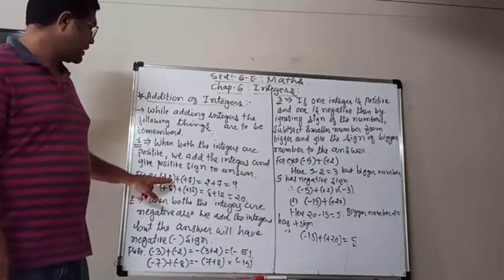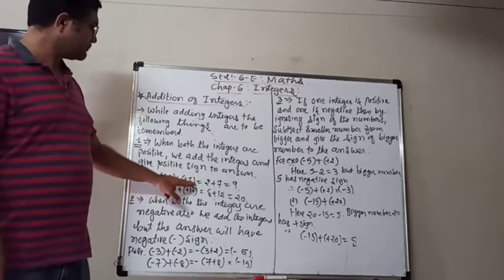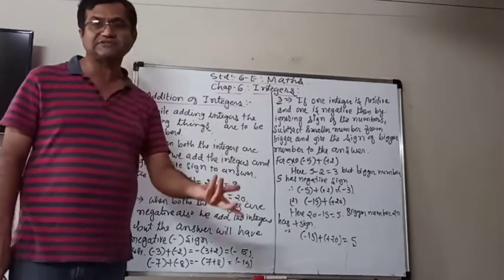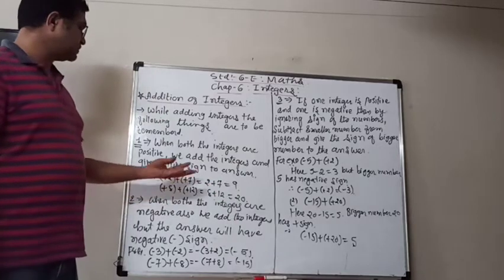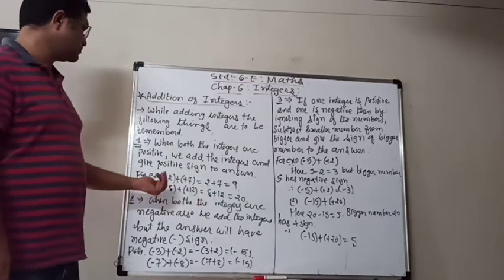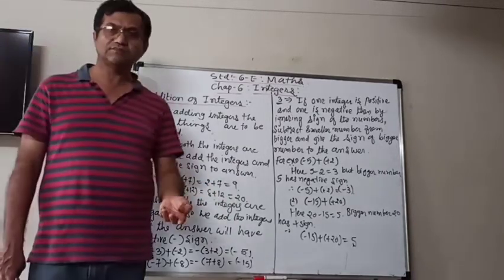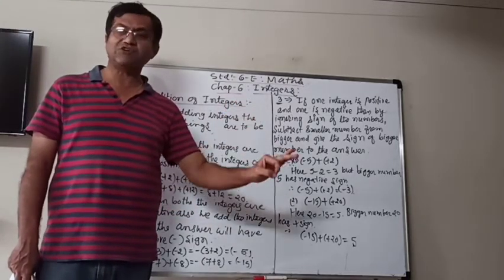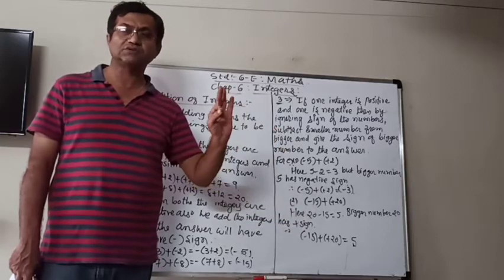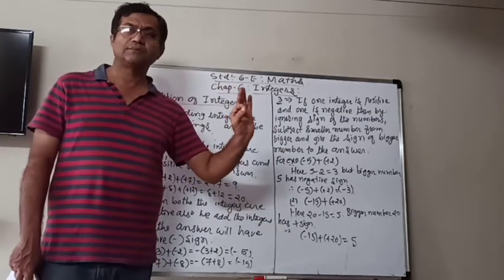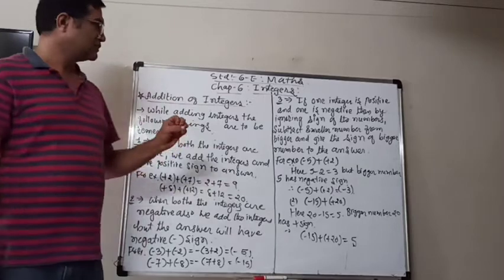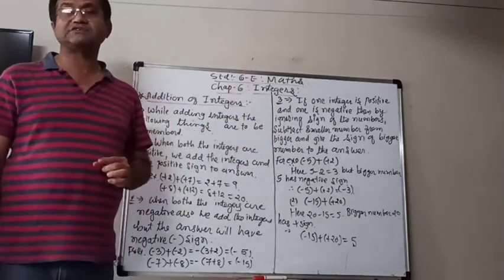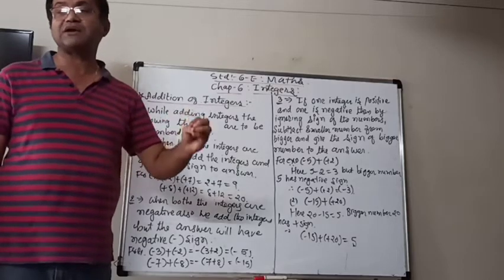For example, plus 2 plus 7, both are positive integers. So you add 2 plus 7, the answer is 9. Plus 8 plus 12, both integers are positive, so 12 plus 8 is 20. So the first point is not giving a problem. Therefore we have to remember only the second and third points, which are very, very important.